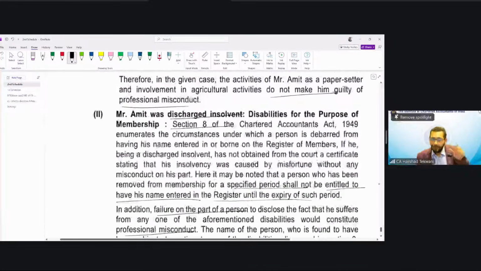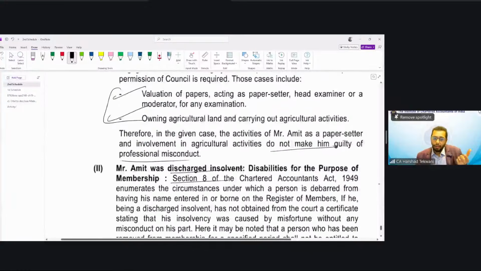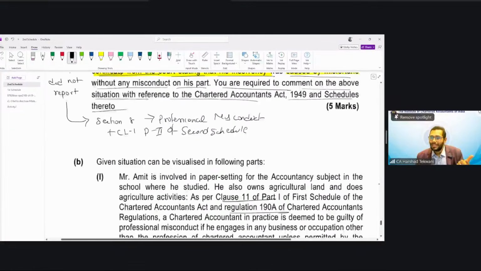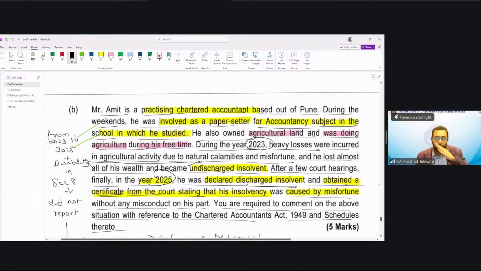And accordingly, for that particular period, he can be held guilty of professional misconduct. But after that, not, because in 2025 he was declared a discharged insolvent. But the moment he is an undischarged insolvent, he has to report. Clear? Any doubt till now on any part that we have discussed?